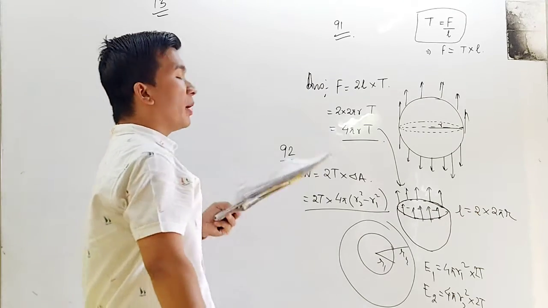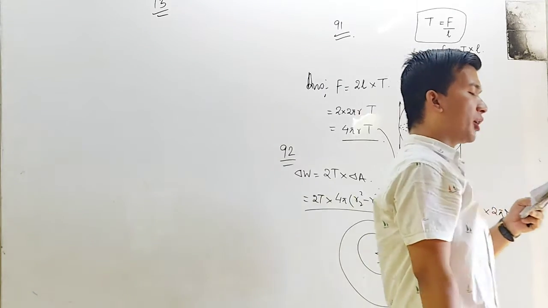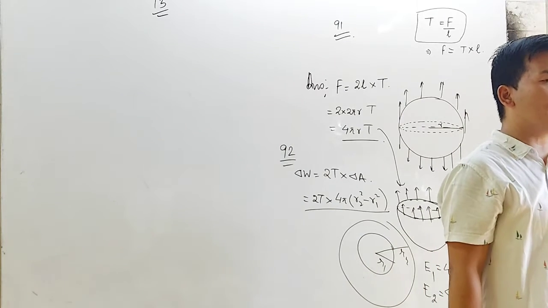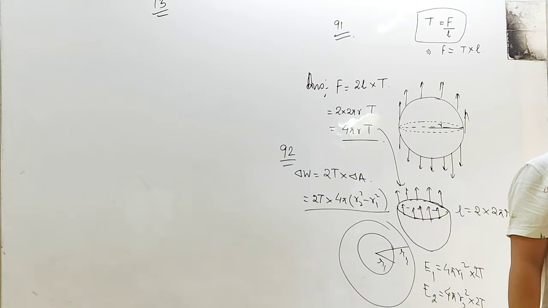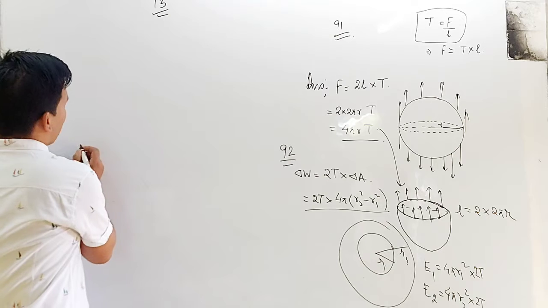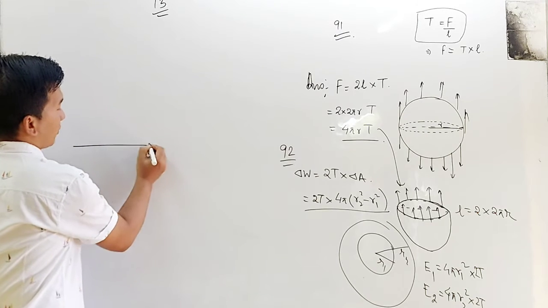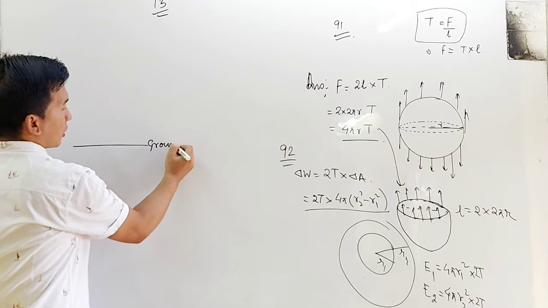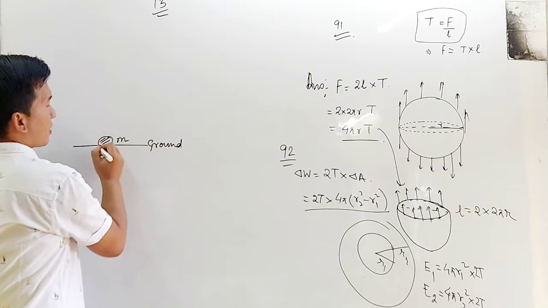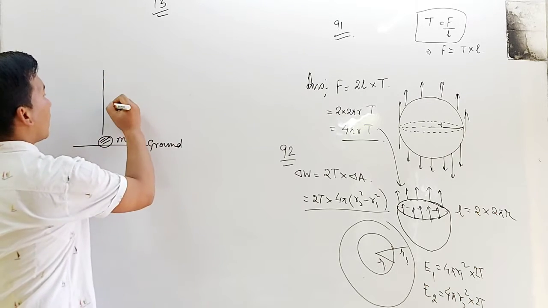A capillary tube of radius r is lowered into a liquid of surface tension T and density rho. The work done by the surface tension will be equal to what? Before doing this question, let us rewind a bit about kinematics. We have this ground, and we have a mass m. This mass m is to be displaced by a height h.